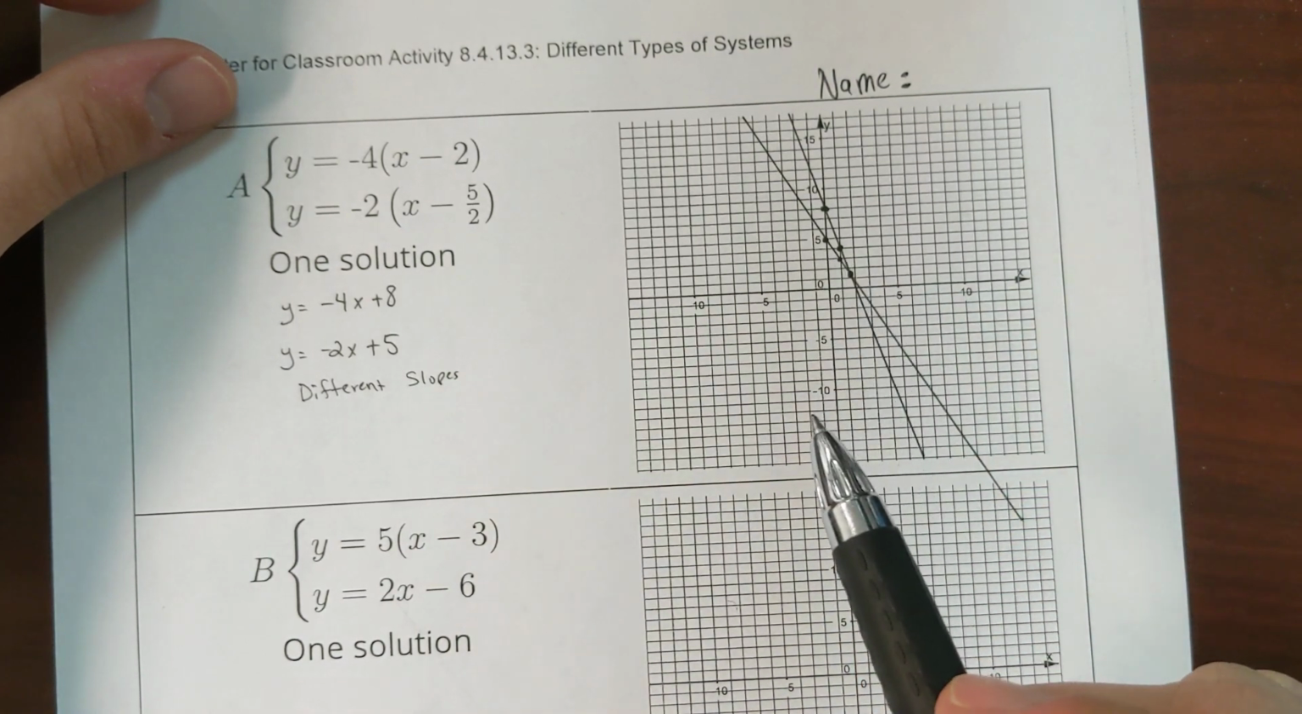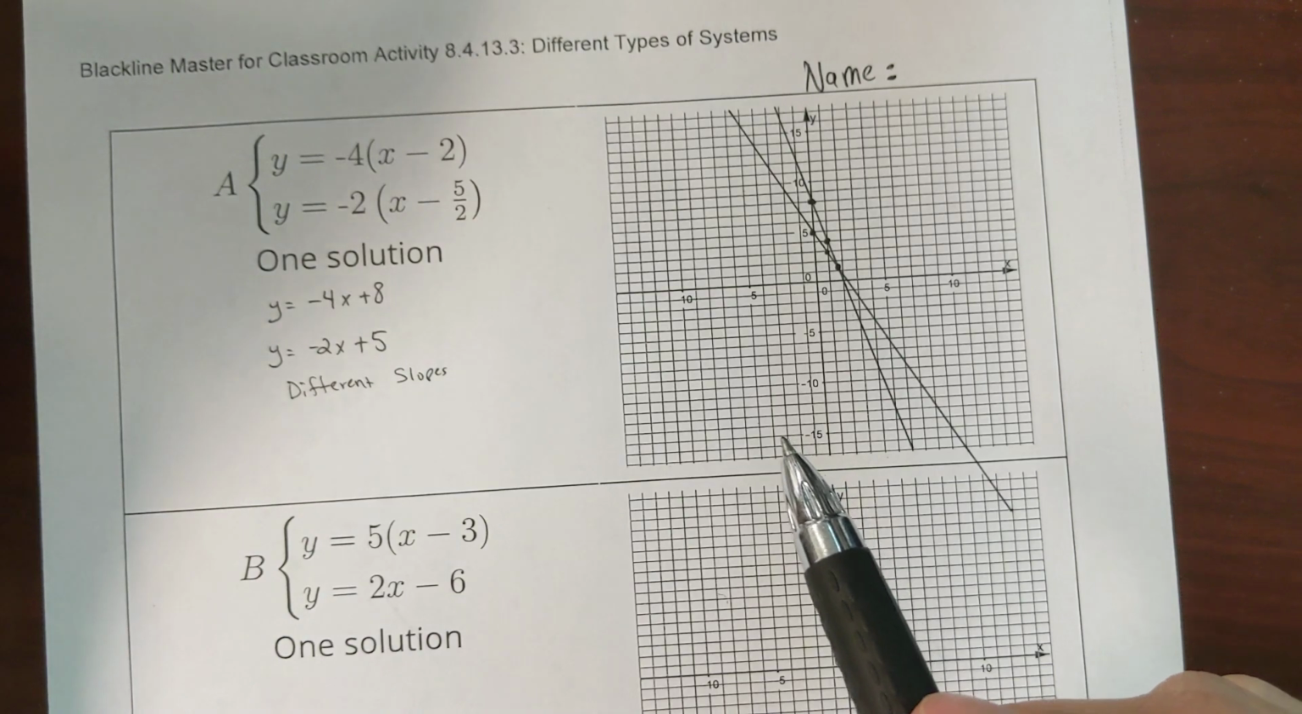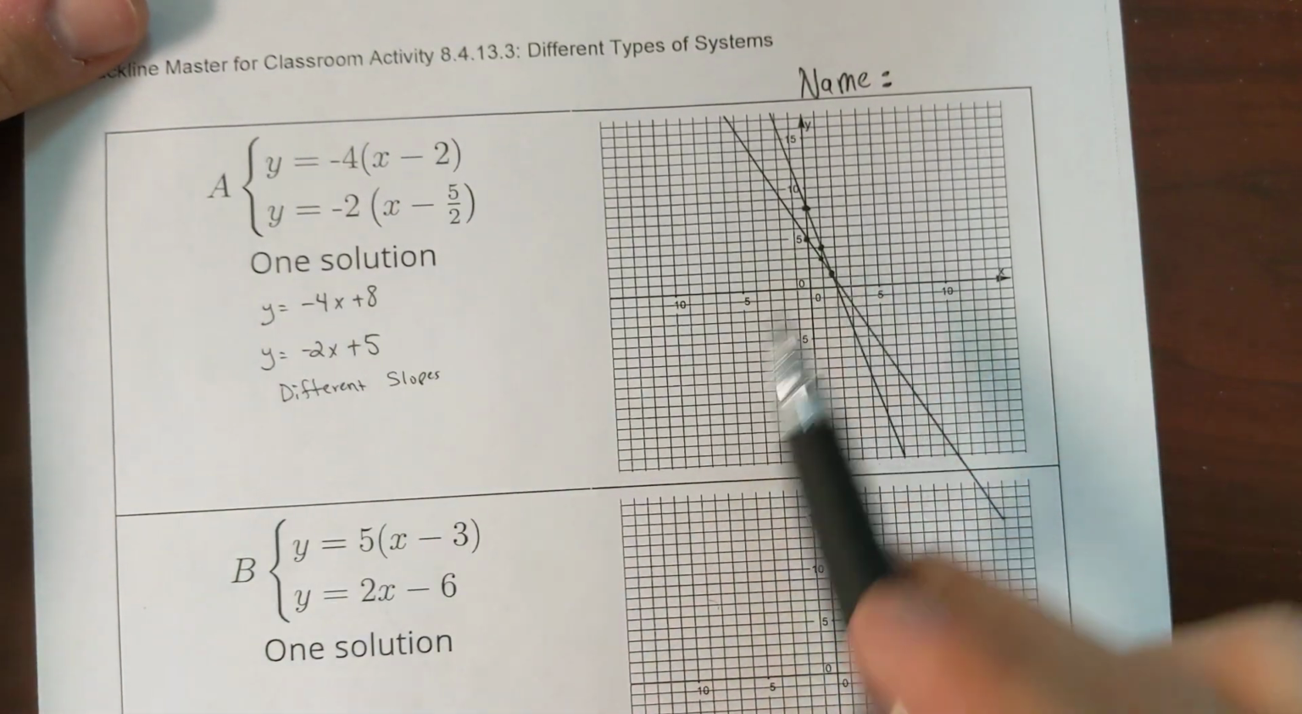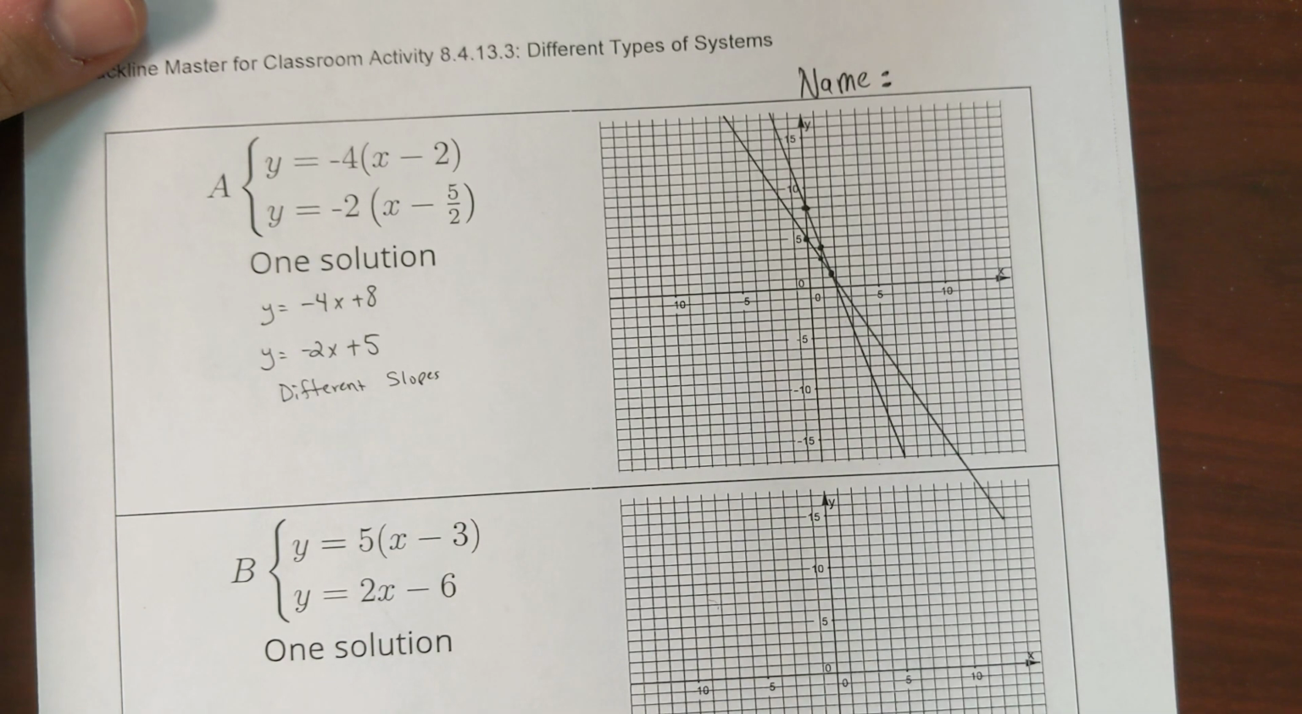If the slopes are the same, they either have no solutions or all solutions. If the slopes are different, we know they have one solution. So that's what we're going for here because these lines intersect. If you see lines that intersect, you have to have different slopes in your equations.